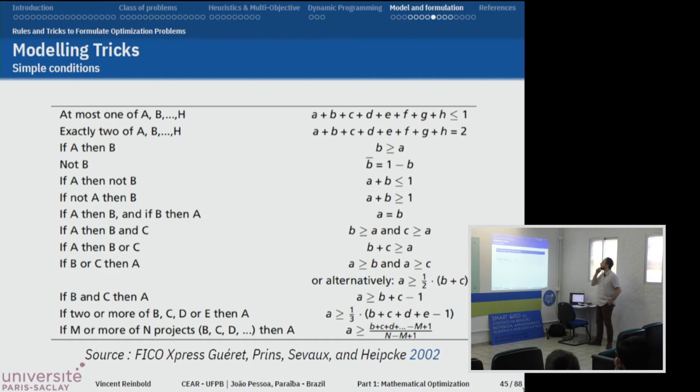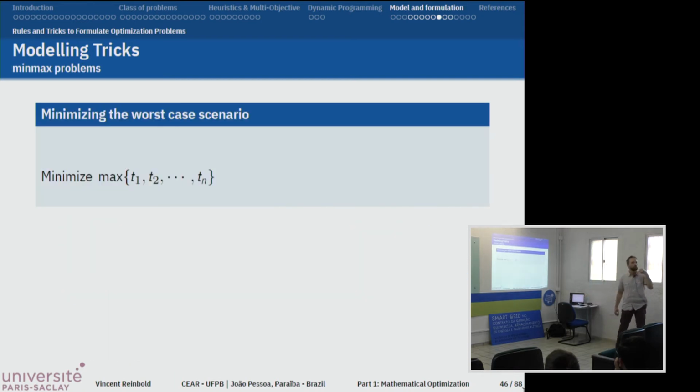Oh yeah, another trick. Those are not really conditions, but when we want to minimize the worst case scenario, for instance, okay? Usually it can happen that we define a lot of scenarios and we want to minimize the worst of them. So it's a min-max problem, okay? And a min-max problem doesn't really look like a linear program if we look at the objective function, because it's min-max. It's not only min, okay?